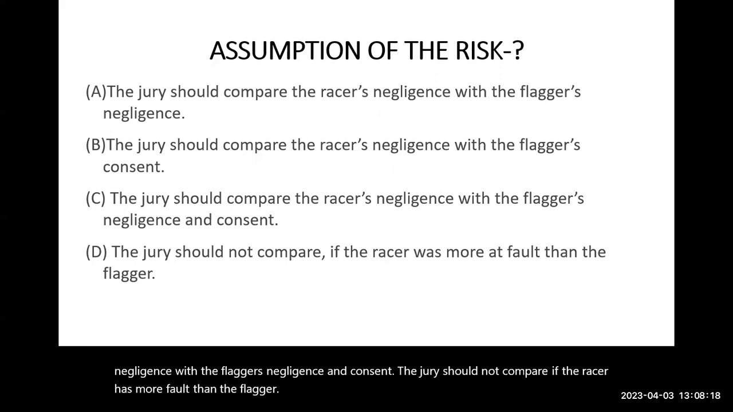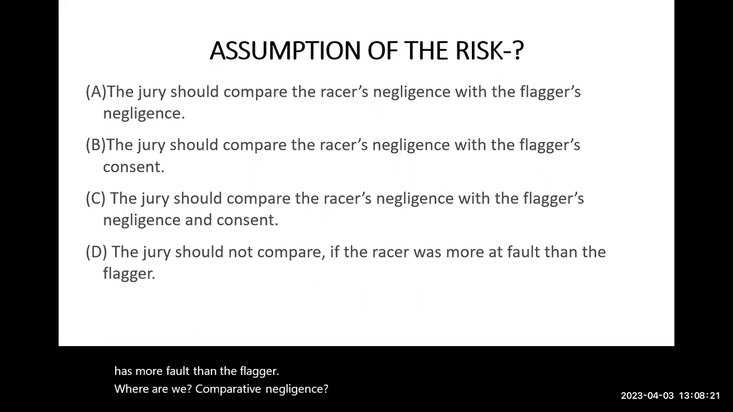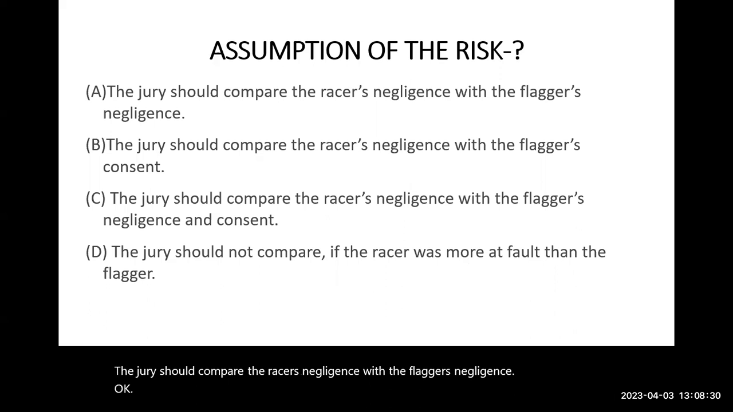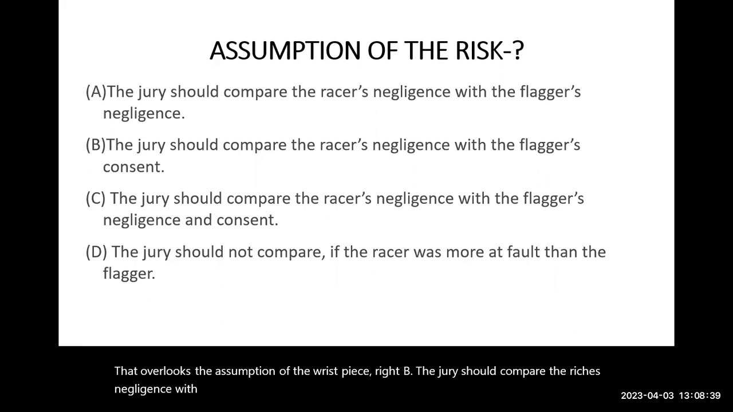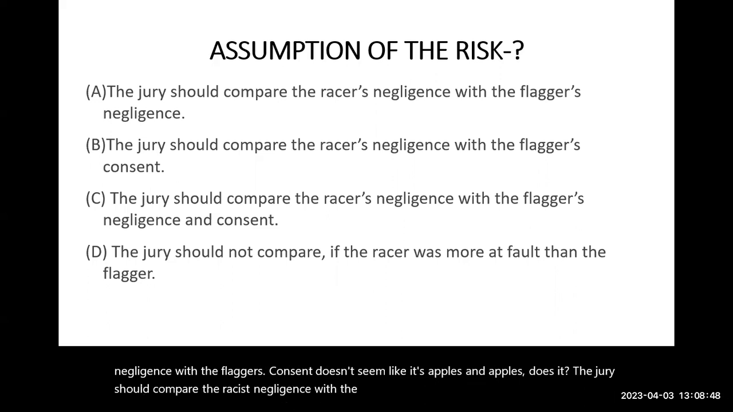Where are we? Comparative negligence. A: The jury should compare the racer's negligence with the flagger's negligence. Okay. That overlooks the assumption of the risk piece, right? B: The jury should compare the racer's negligence with the flagger's consent. Doesn't seem like it's apples and apples, does it? C: The jury should compare the racer's negligence with the flagger's negligence and consent. Ding, ding, ding, ding, ding, ding, ding.